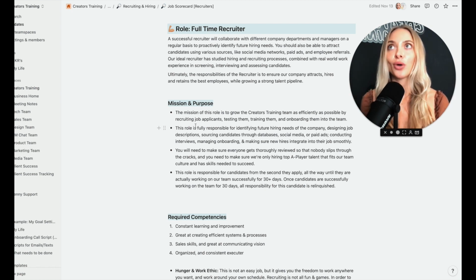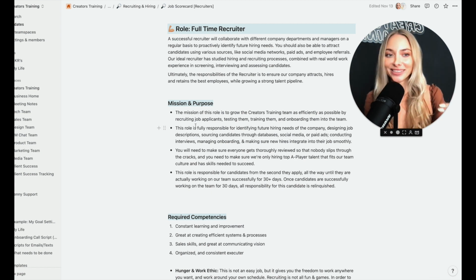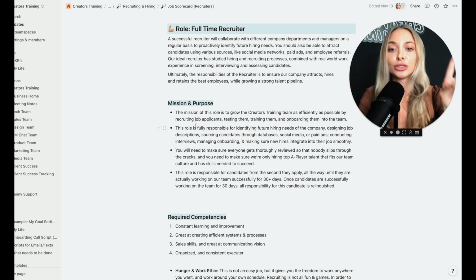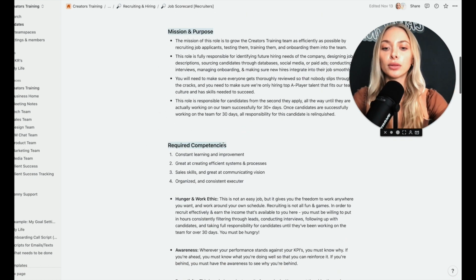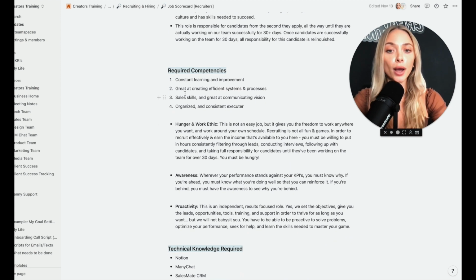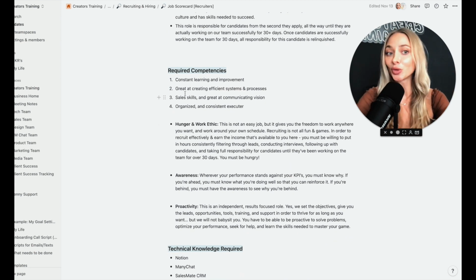So you want to really go deep into what this role accomplishes. For example, if you hire for customer success, the main mission is to get clients results, versus a recruiter, whose mission is to hire new candidates. So those are the first two things you need to outline. It's also really great to use the first part and the second part in your job post when you are hiring. Now, the next thing you want to outline is the required competencies, because they vary from role to role.